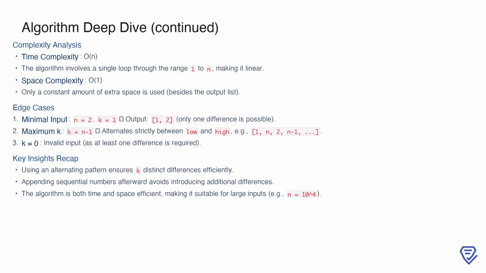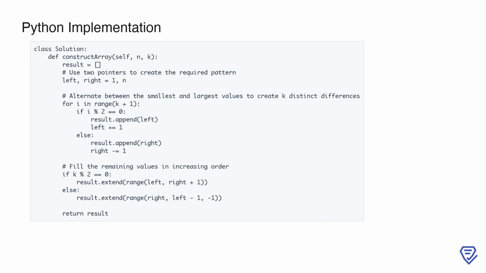The provided Python implementation solves the LeetCode problem Beautiful Arrangement 2 efficiently using a two-pointer approach. Here's a step-by-step explanation. 1. Problem setup. The method constructArray takes two inputs: n, the size of the array, and k, the number of distinct differences required. 2. Initialization. An empty list result is created to store the final permutation. Two pointers, left and right, are initialized to 1 and n, respectively. These pointers allow alternating between the smallest and largest numbers.